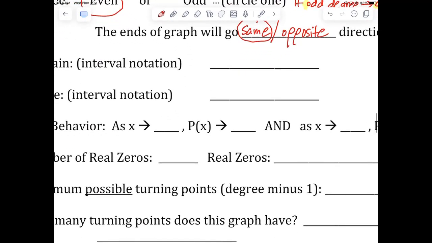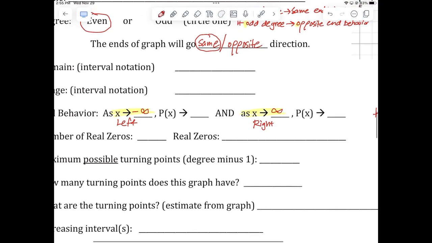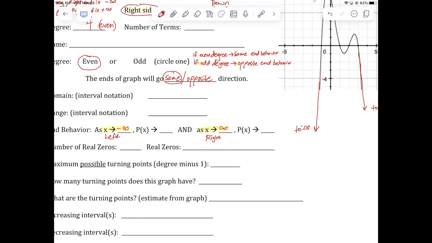As x goes to negative infinity and as x goes to positive infinity, you can always fill those in first. Of course, this is your left end behavior. This is your right end behavior. If you have the graph, these questions are boring, aren't they? If you have the graph, these are boring questions.